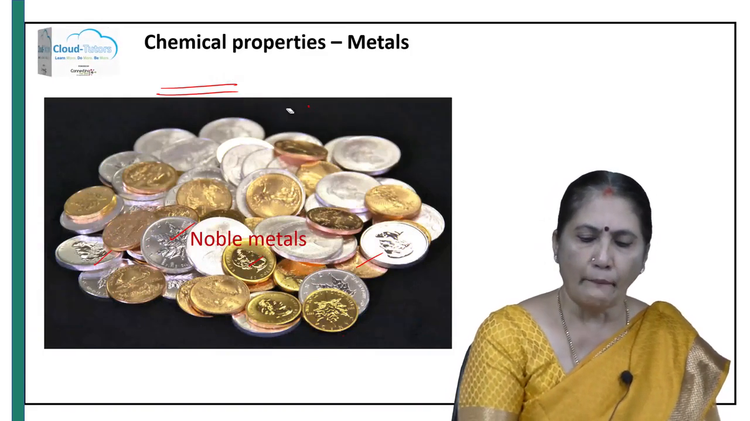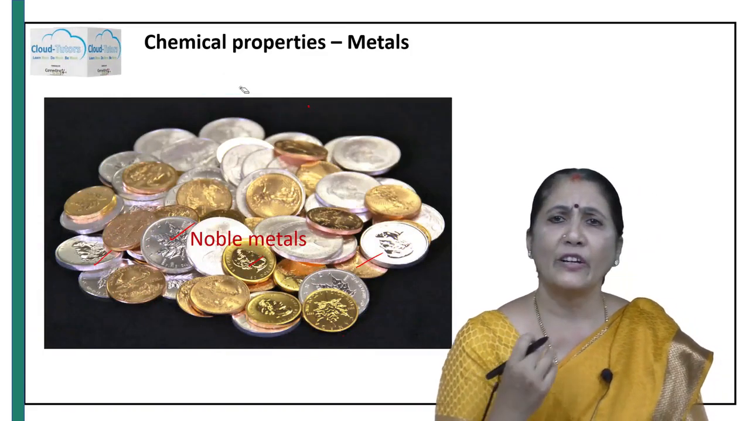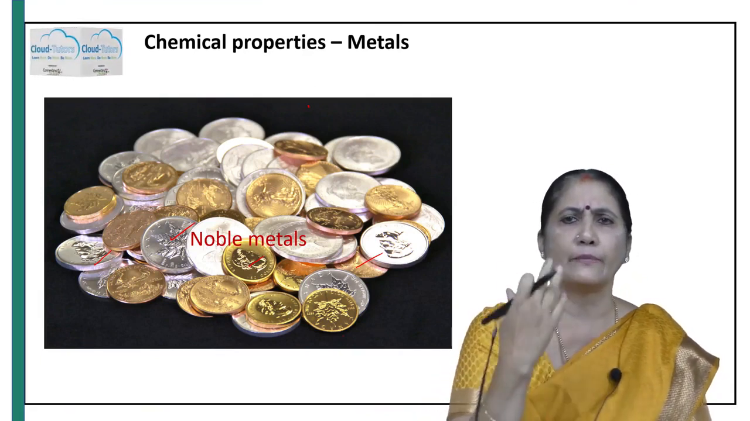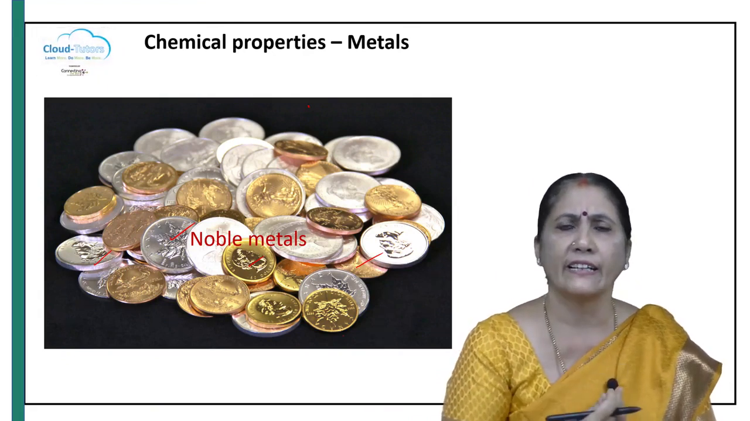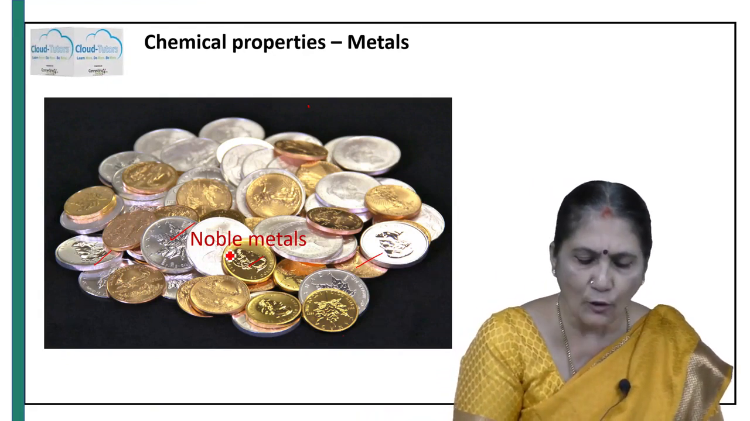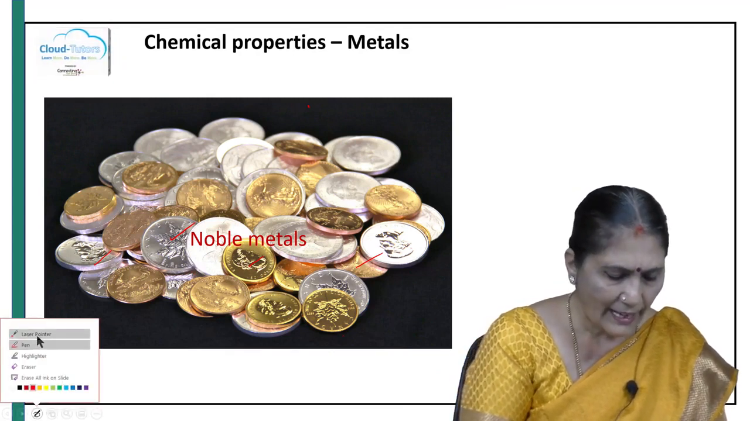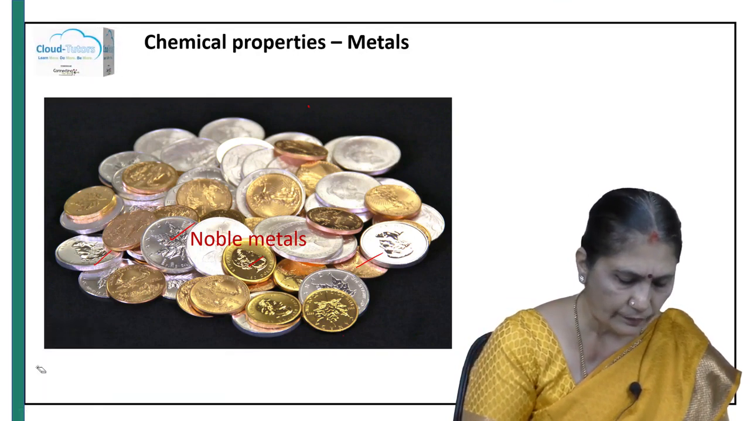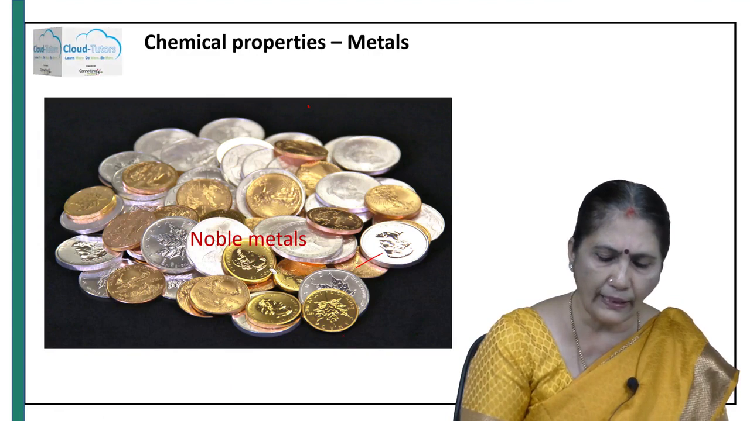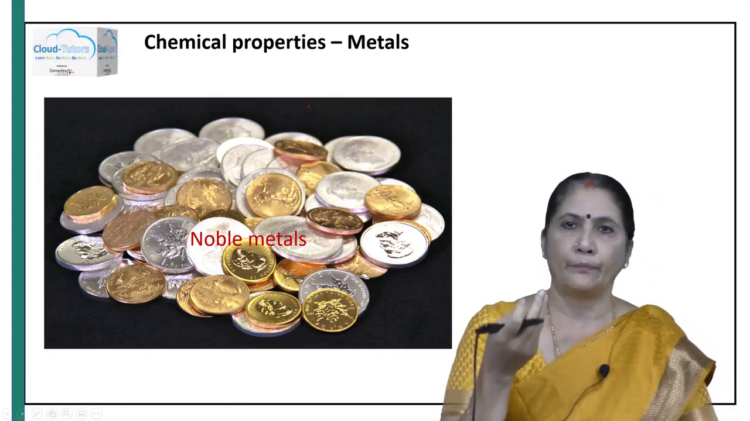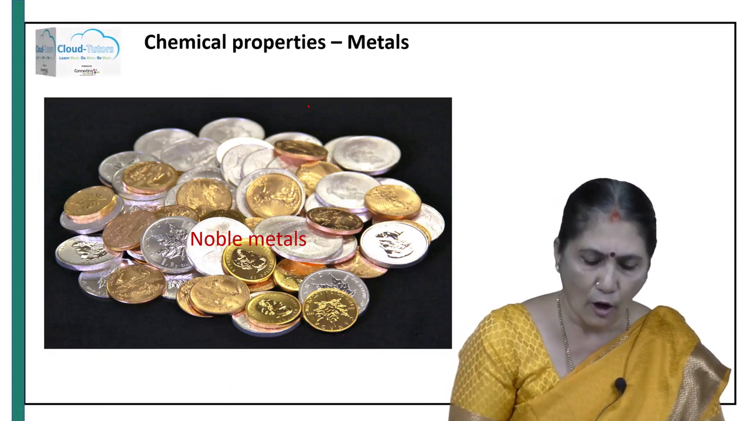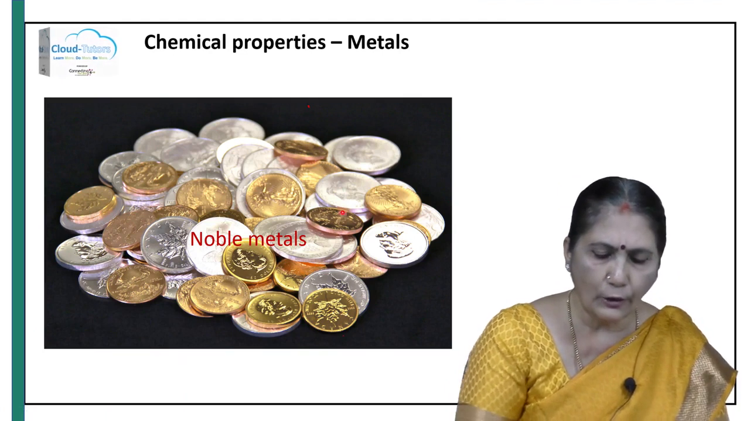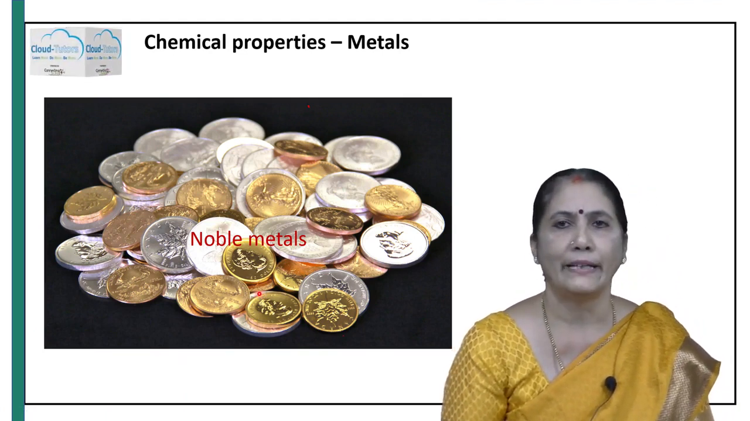Now coming to the metals which are not reactive. They don't react when they come in contact with air or oxygen. Such metals are known as noble metals. For example, gold and silver. All these coin metals belong to what is known as noble metals.